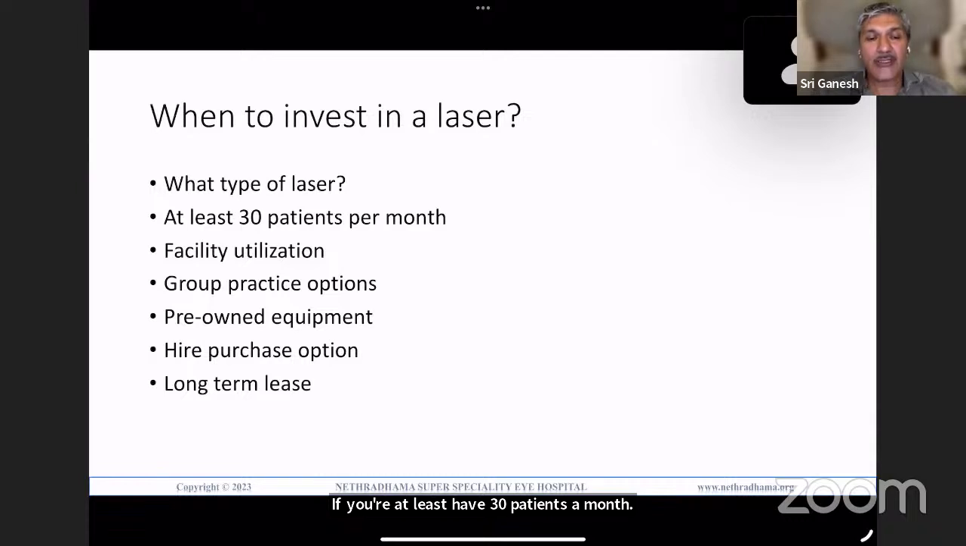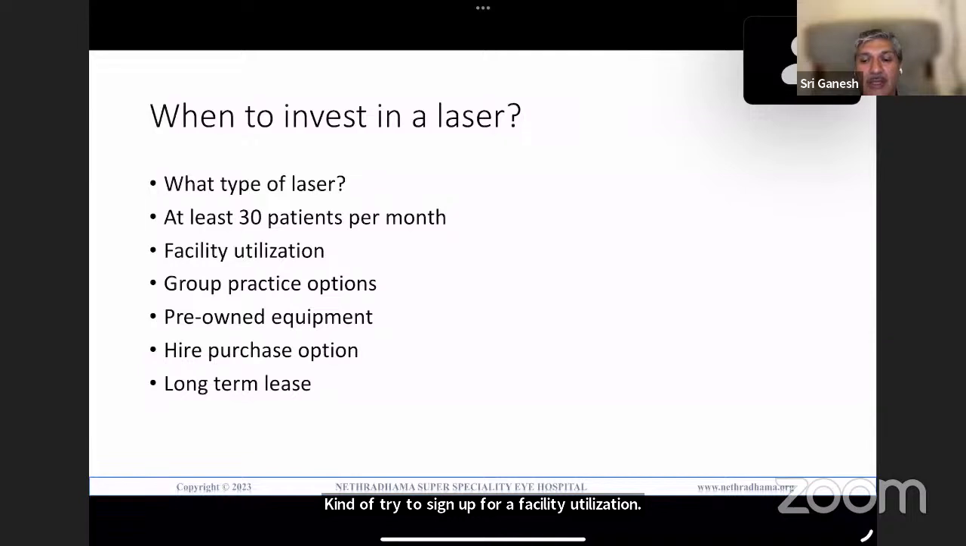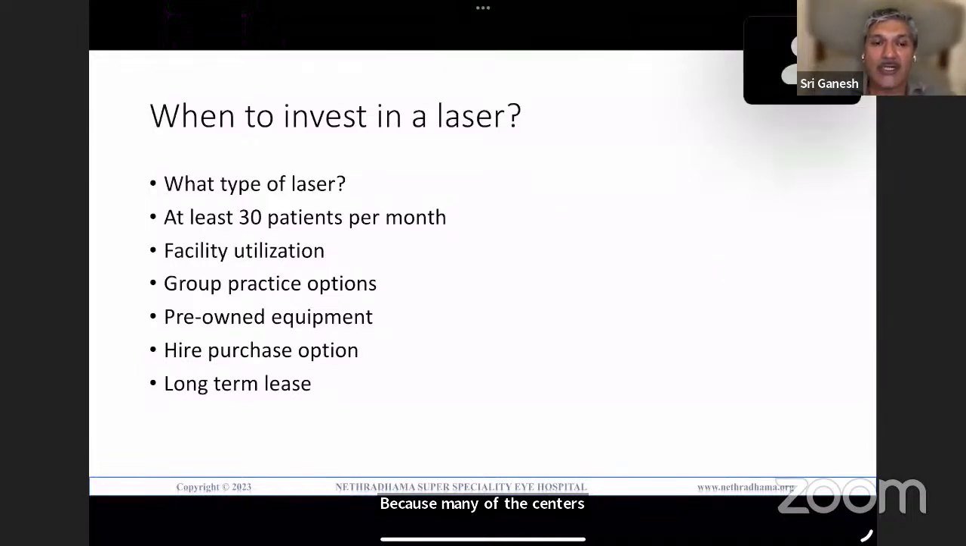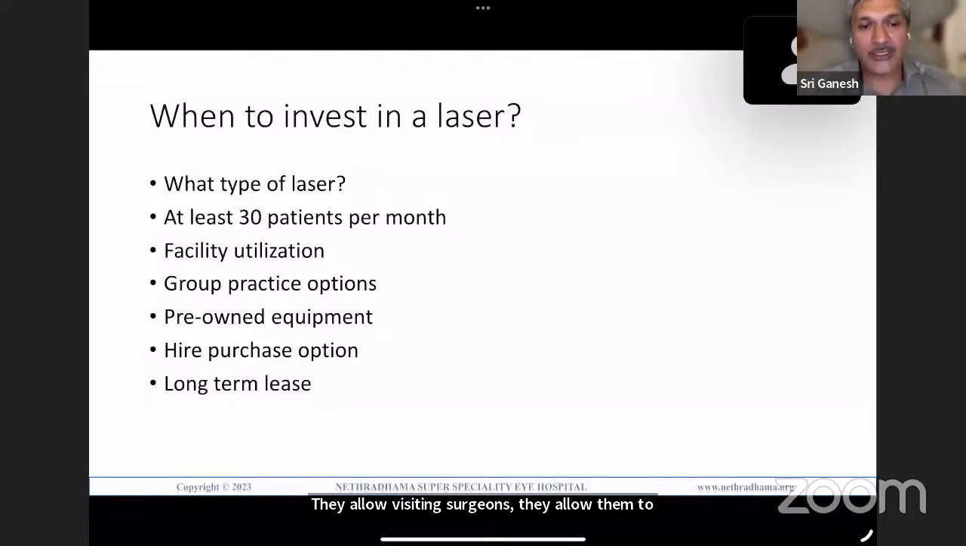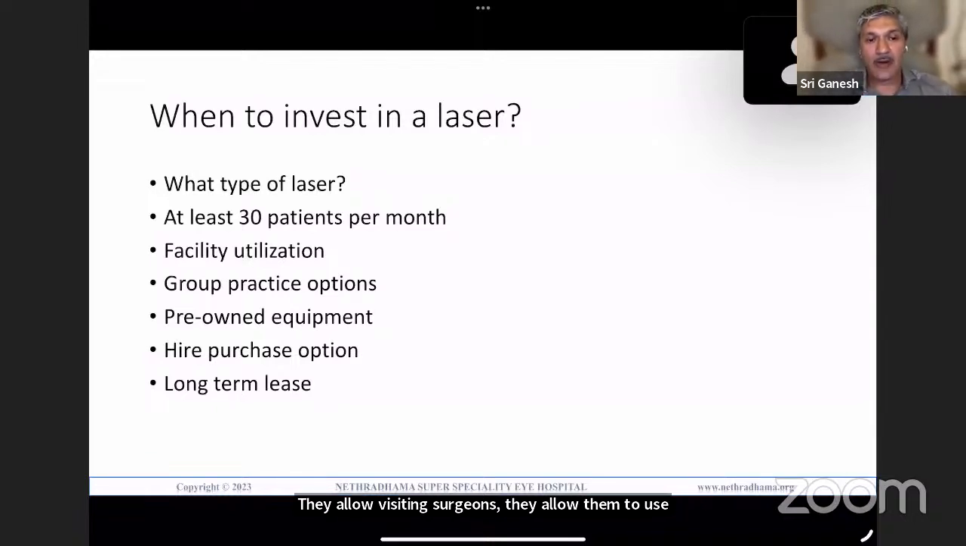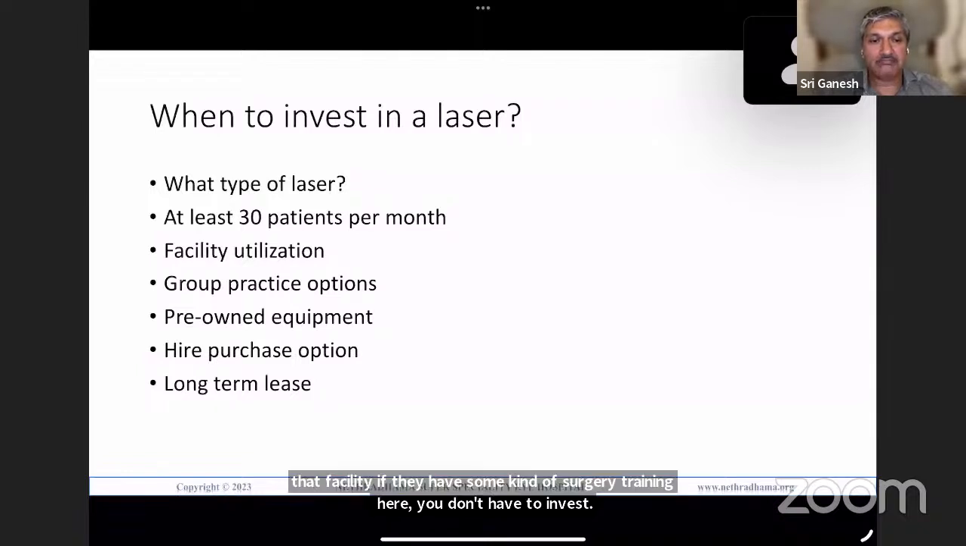Before that, you can just try to sign up for a facility utilization, because many of the centers allow visiting surgeons to use their facility if they have some kind of refractive surgery training. Here you don't have to invest. You can take your patients there and do the procedures, and once your practice picks up, then you can look at investing in a laser.